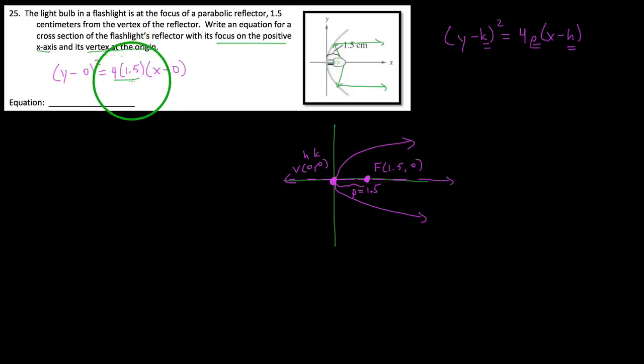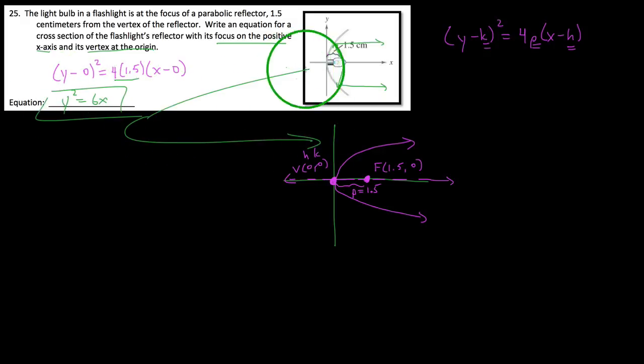And so simplifying this a little bit here, what we end up with is really just y squared. 4 times 1.5 is 6, so we get y squared equals 6x here, which would be the equation of this parabola that would model our flashlight here.